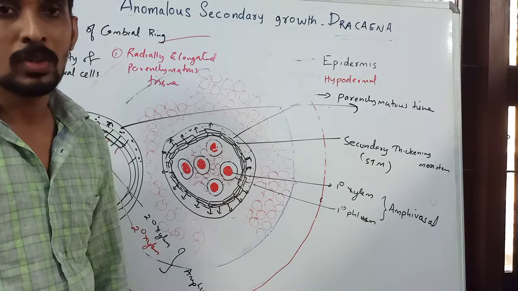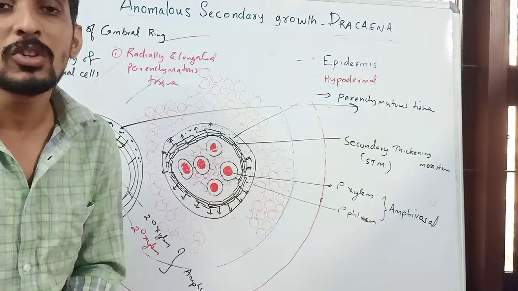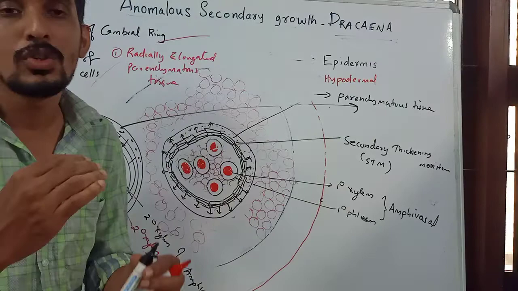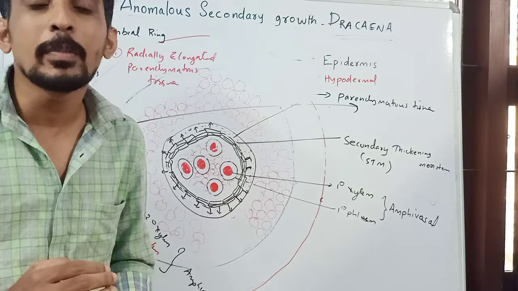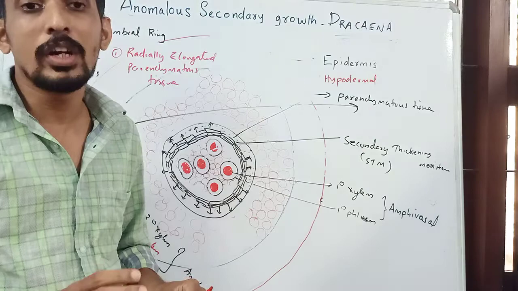If it stays like that, numerous microbial infections will start through this area. So, in order to protect this Dracaena stem, the outermost cortical cells slowly transform into meristematic tissue. And that meristematic tissue produces phellem, or cork, towards the outside. That phellem, or cork, is called storied cork.